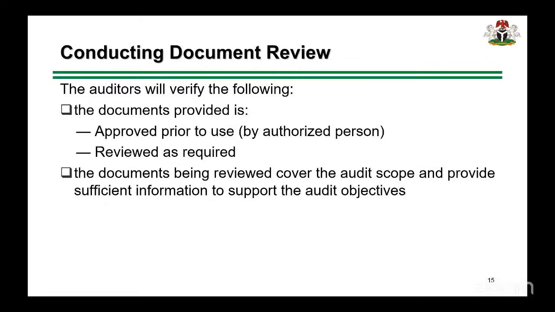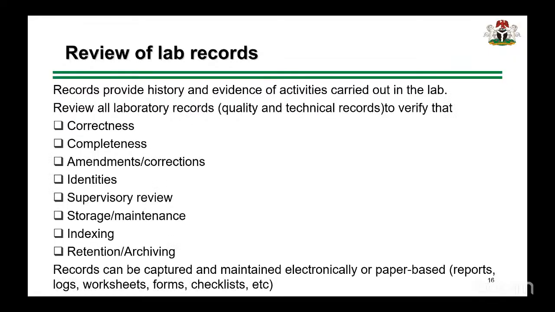Now, conducting document review, the auditor will verify the following: the document is provided, is approved prior to use. So the document will be approved, reviewed as required. The document being reviewed covers the audit scope and so on. Then having sufficient information to support the audit objectives. So those are the ways we conduct document review.